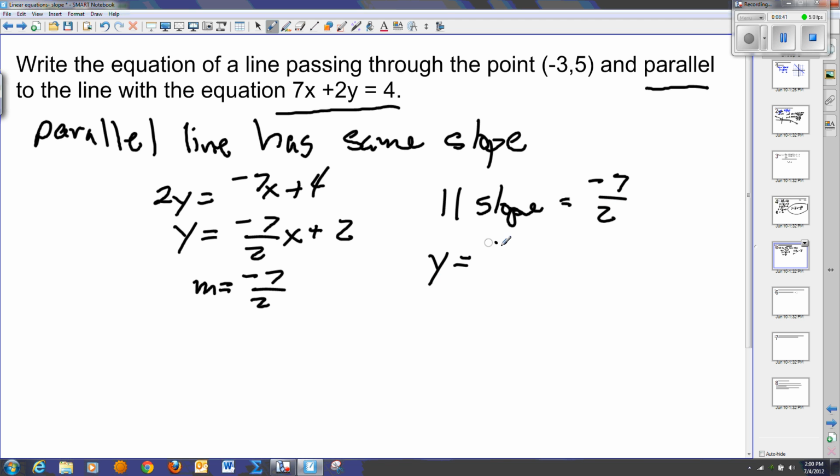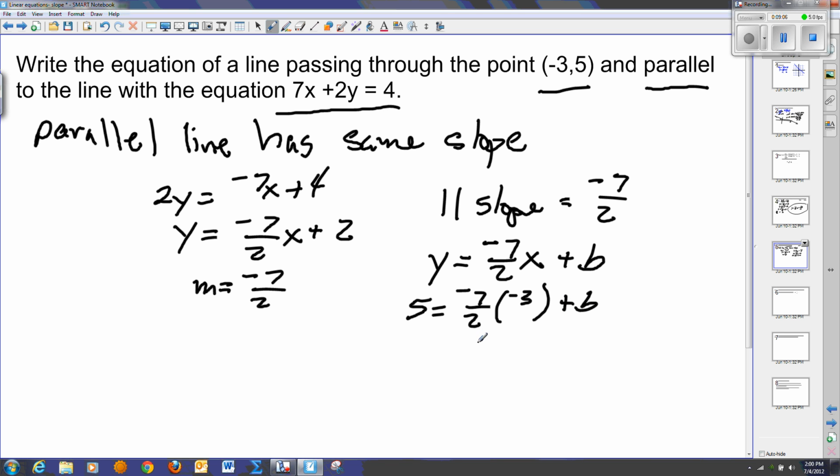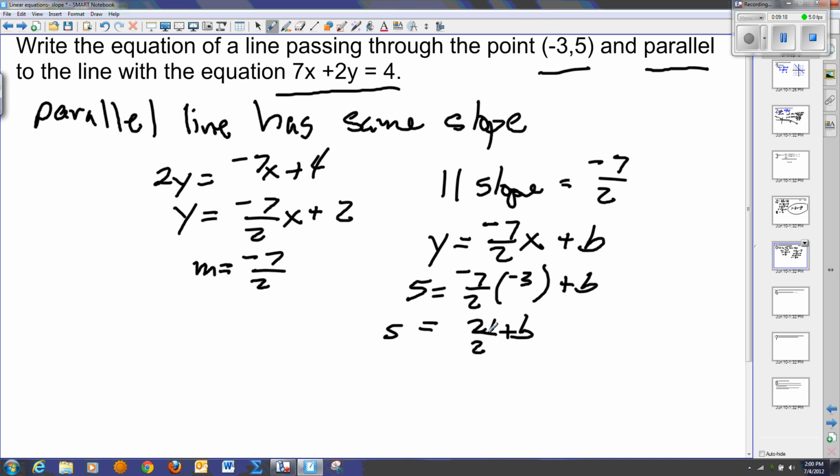Therefore, I have y equals negative 7 over 2x plus b, and like in our previous equation, we're going to take the x and y values from the point negative 3, 5 and plug those in. So I have 5 equals negative 7 over 2 times negative 3 plus b. This is 21 over 2 plus b is equal to 5. Once I know that, I can subtract 21 over 2 from the other side. Gives me negative 11 over 2 equaling b. And my equation of the parallel line is y equals negative 7 over 2x minus 11 over 2.